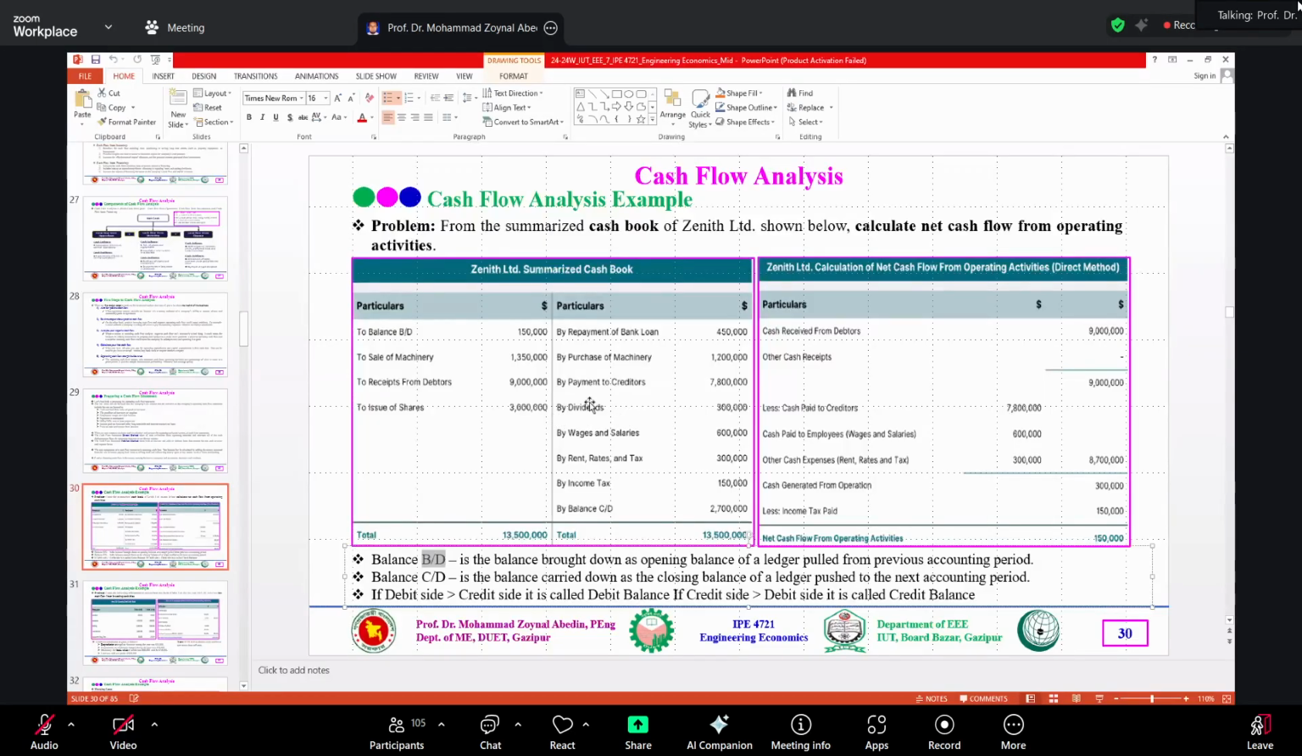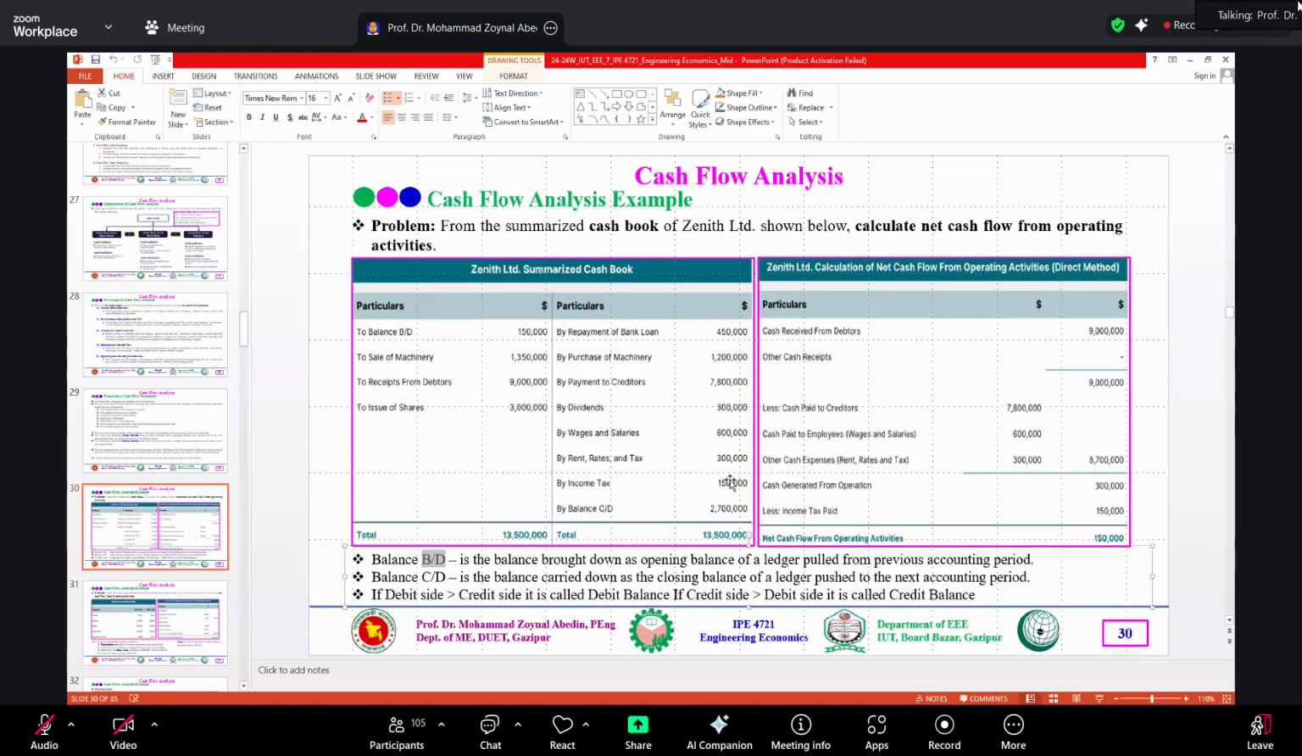By dividends, this is also a cash outflow. By wages and salaries, you pay the wages and salaries to the employees, you pay the rents, rates, and taxes, you pay the income tax, and all of these below are debit values.